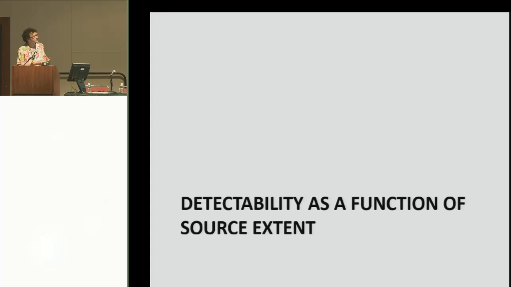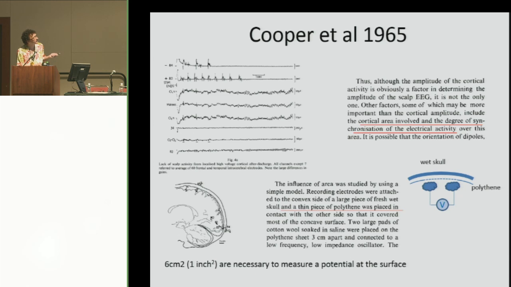So first topic is the importance of the extent of activity. One of the pioneers on this question is Cooper, who used a very crude setup, but still very clever. He used a piece of plastic where he punched holes, and he put some source within a real, wet skull. He started punching a few holes and then more and more holes until he would see something at the surface. So it's a very crude method, but it gave an idea, an order of magnitude of the extent of cortex you need to see something at the surface.